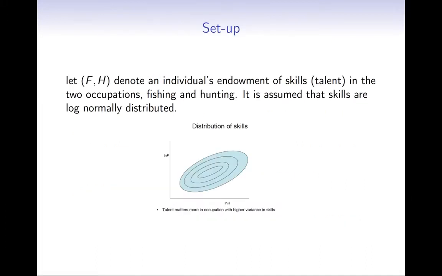Okay, this is the basic setup. Let F and H denote an individual's endowment of skills in the two occupations. And we're going to assume that the skills are log normally distributed. You can think of talent as mattering more in the occupation that has a higher variance. So in this graph, you can see the skills here are positively correlated, that the people with high H skill tend to have high F skill, but it could also go the other way around. So it could have either positive correlation or negative correlation.